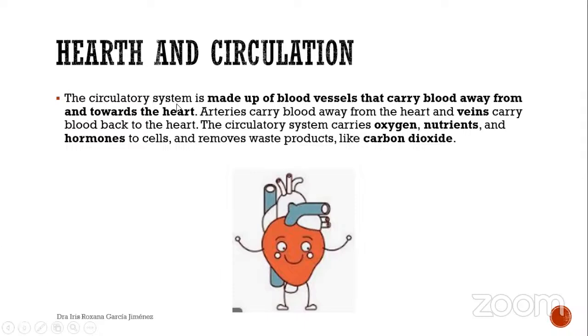The circulatory system is made up of blood vessels that carry blood away from and toward the heart. Arteries carry blood away from the heart, and veins carry blood back to the heart. The circulatory system carries oxygen, nutrients, and hormones to cells and removes waste products like carbon dioxide. Of course, we know about it. Please check the expressions on blackened words.